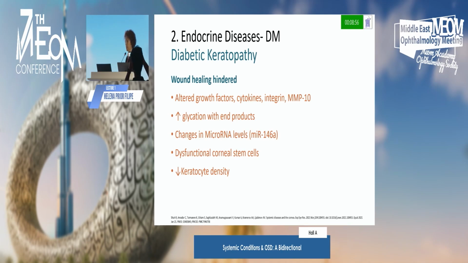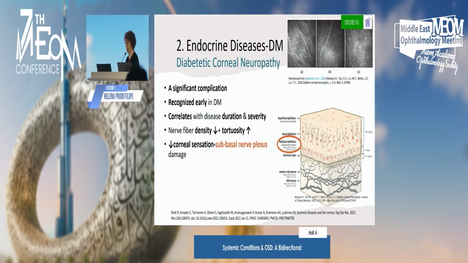So wound healing is hindered in diabetic keratopathy, and it's associated with altered growth factors, cytokines, integrin, MMP-10, an increase in glycation with its end products, and changes in microRNA levels, and also dysfunctional corneal stem cells, and a decrease in keratocyte density. So there are a lot of differences, a lot of changes that we can find at the level of microscopy and at the molecular level in the corneas of patients with diabetes mellitus.